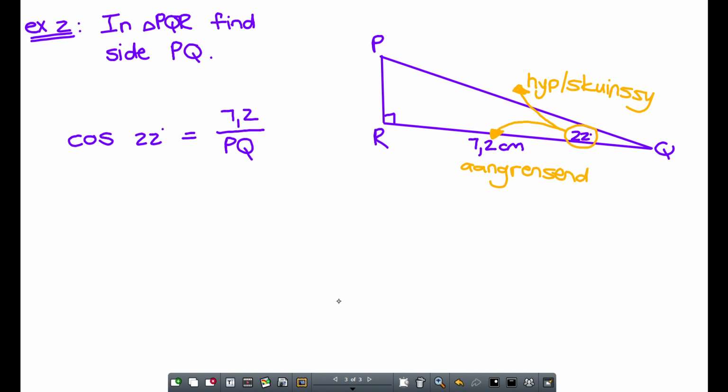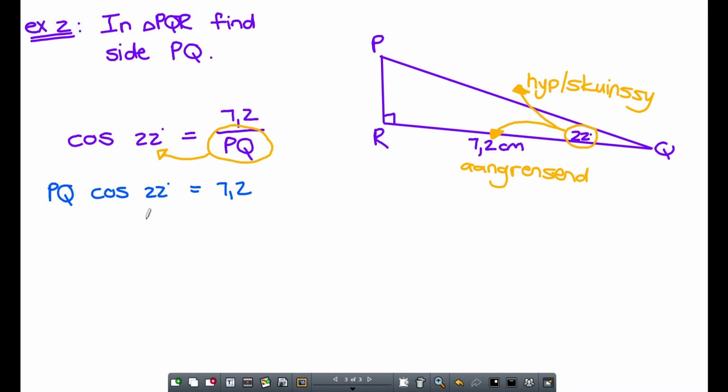So my first step is, what is standing here? 7,2 divided by PQ. So I take it across, then it becomes multiply. Okay, so then I'm going to have PQ multiplied with cos 22 degrees is going to be equal to 7,2. But I want PQ alone.